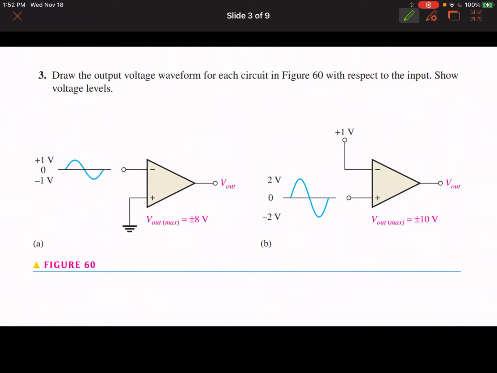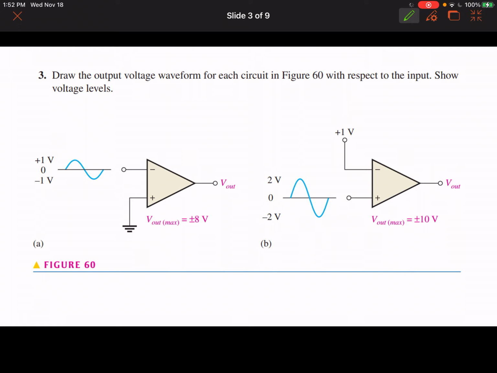Okay, so draw the output voltage waveform for each circuit in the figure with respect to the input. Show the voltage levels. Okay, what type of amplifier circuit do we have here? We have here an open loop amplifier, which means that the gain is determined by its open loop gain. There's no feedback circuit.